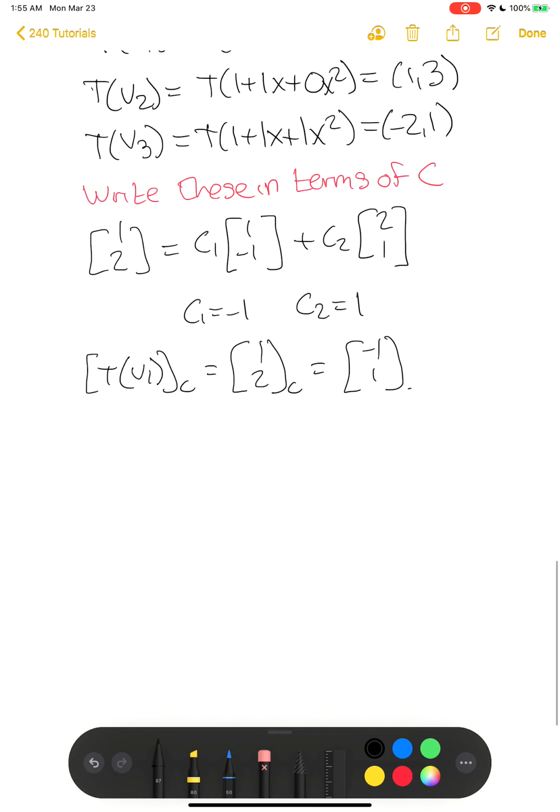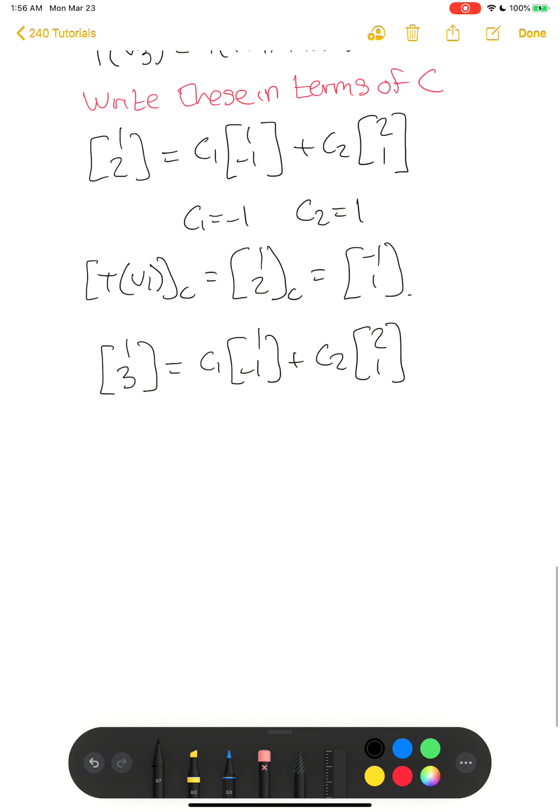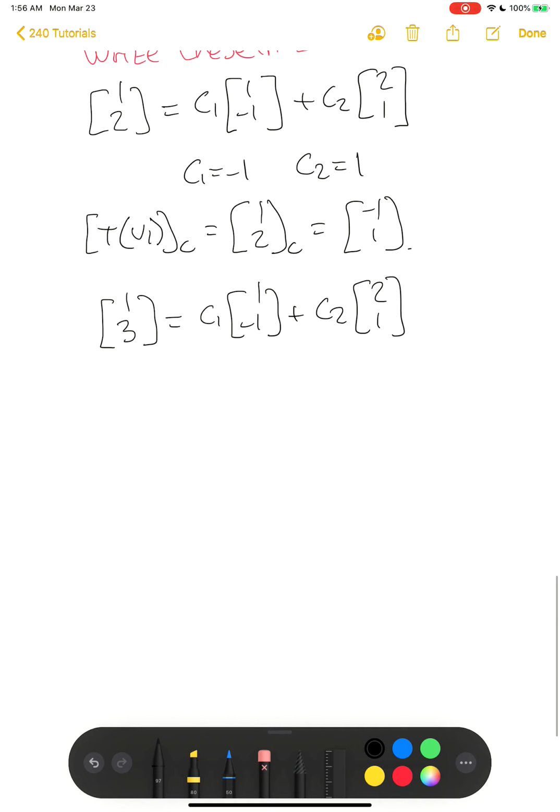So that works in this particular case, but let's take a look at the second vector, 1, 3, is equal to C1 times 1, negative 1, plus C2 times 2, 1. You can look at this and think about it for a bit, but you're not going to want to just be thinking for minutes about this on an exam. We're actually in a perfect position here to set up a matrix.